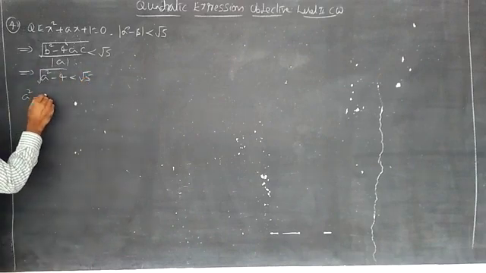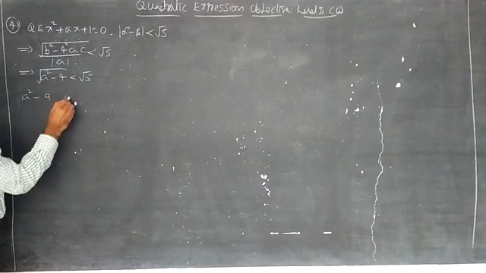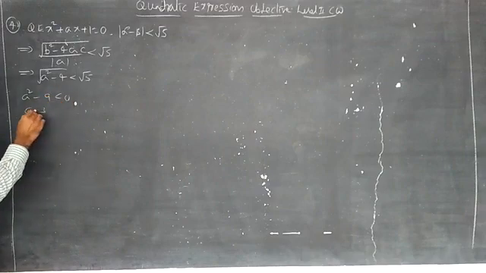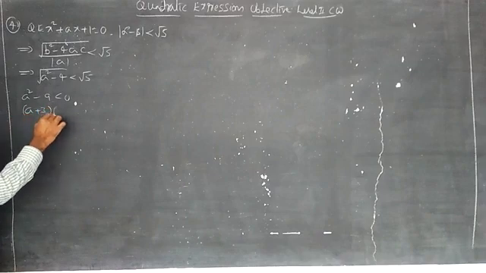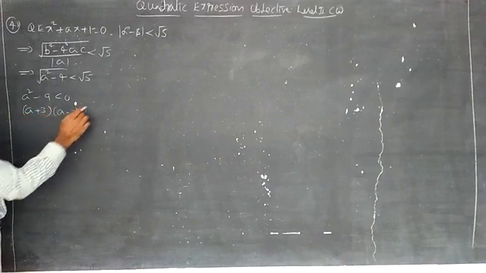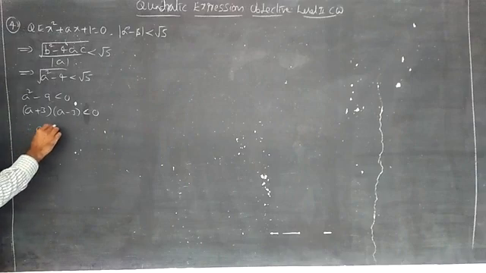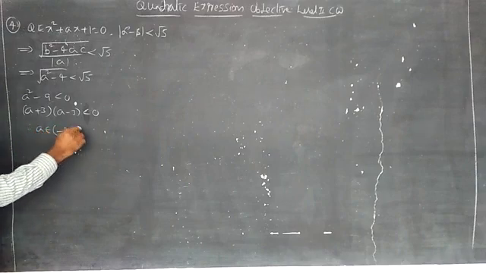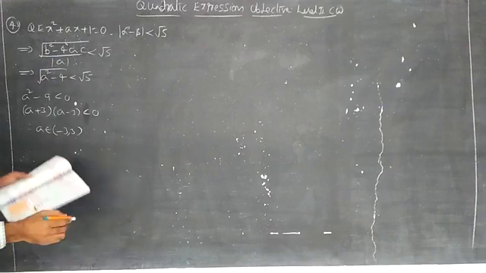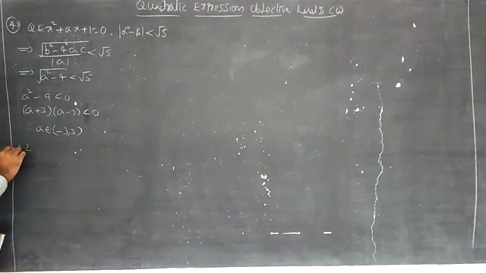By squaring both sides we can write a square minus 9 less than 0. This can be written as a plus 3 into a minus 3 less than 0. Therefore, a belongs to the interval minus 3 comma 3. A lies in this interval.